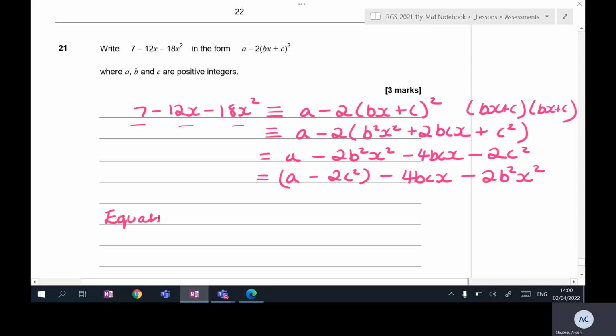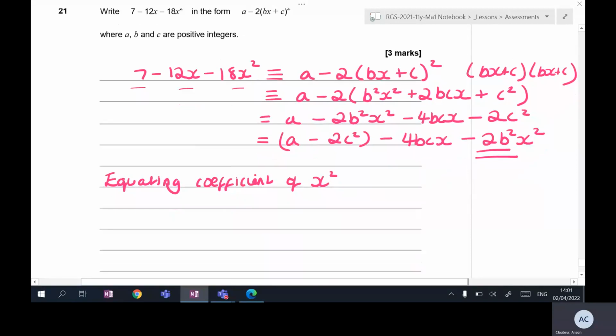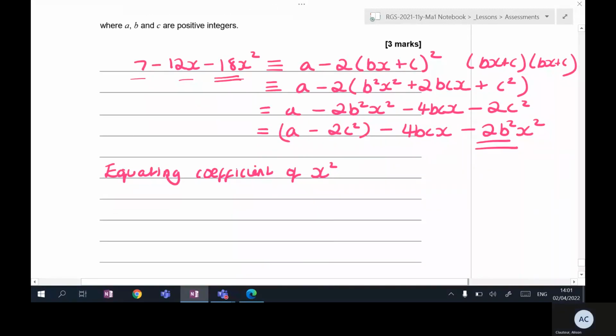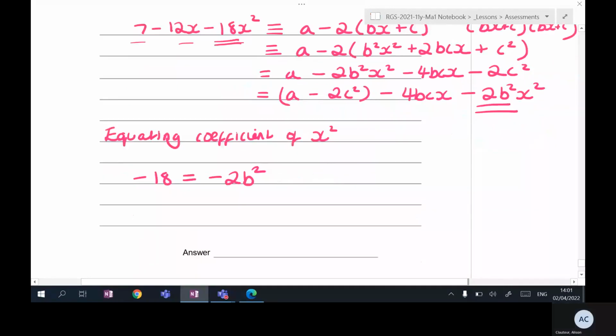So we're equating coefficients now. I'm going to go for the easiest one, which is the x squared, because the x squared coefficient has only got one variable in it, so it's only got b in it, whereas the others have got b's, c's, a's. So if I compare these two, my negative 18 has to equal negative 2b squared. So if b squared equals 9, b is 3.